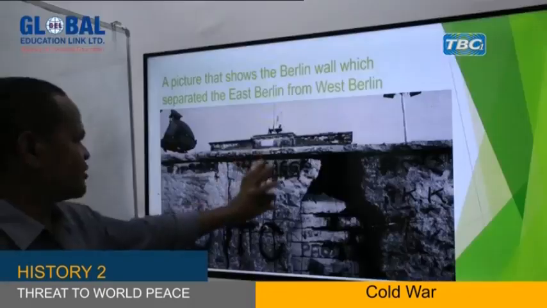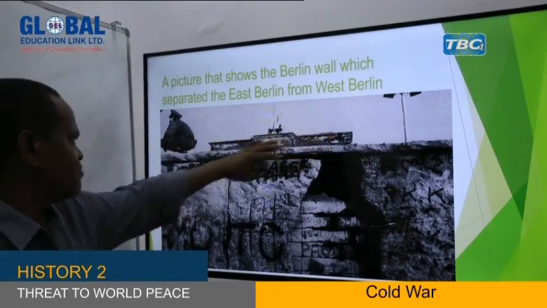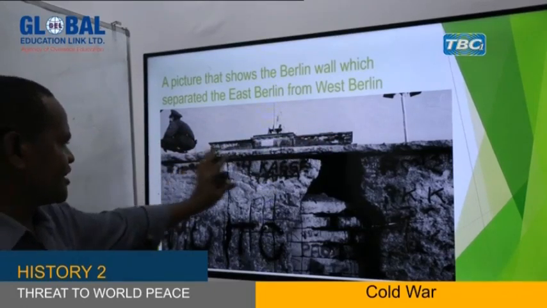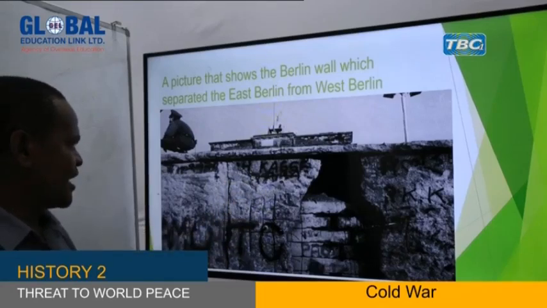This is the Berlin Wall, as you can see, a very thick wall, and this is the soldier who was guarding the wall, and this is the guard post, as you can see at the top. So this implies that there was really a Cold War at that time.